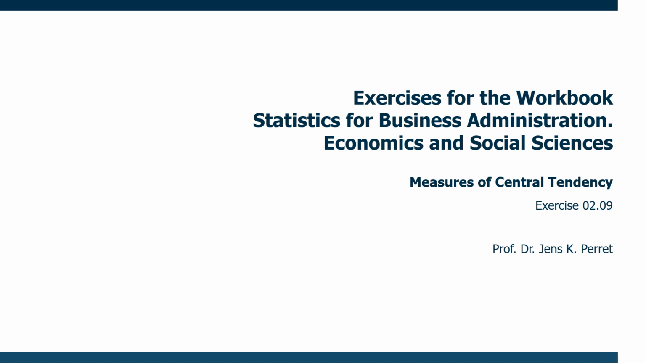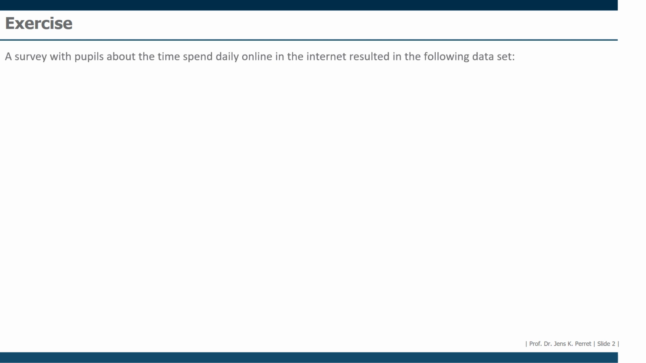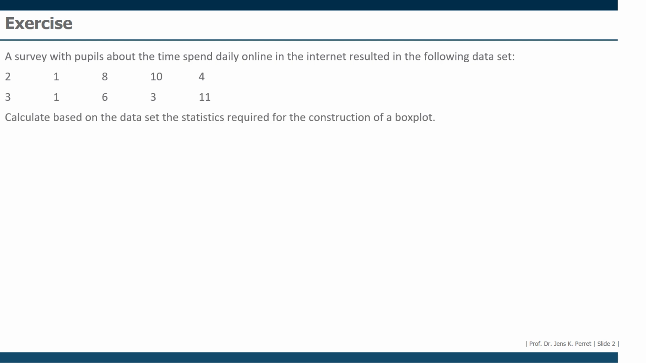This time I'm going to talk about measures of central tendency, or more to the point about quantiles, box plots, percentiles and so forth. Our task in this case: a survey with pupils about the time spent daily online on the internet resulted in the following data set, giving us these 10 observations. And our task here: calculate, based on the dataset, the statistics required for the construction of a box plot.